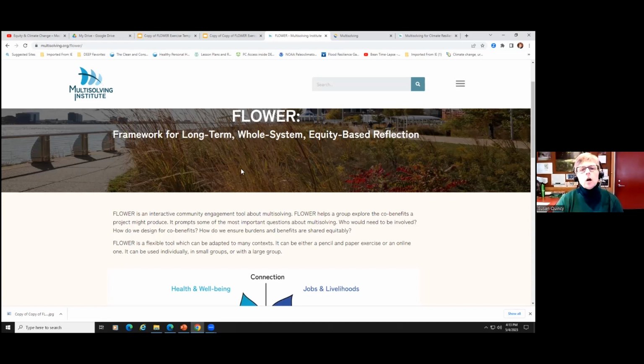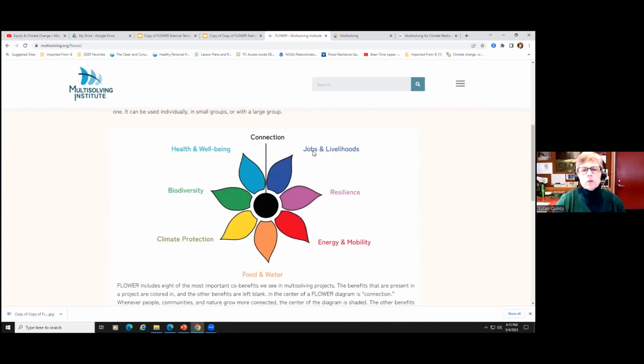So with the flower, it's a long-term solution with a whole system involved in it. And the flower is designed so that it addresses some of those equity areas and ongoing concerns. Everyone's concerned about finding jobs. We are also equally concerned about resilience and making communities livable, the use of energy and the ability for people to get around, food and water. Climate is a very large driving force right now.